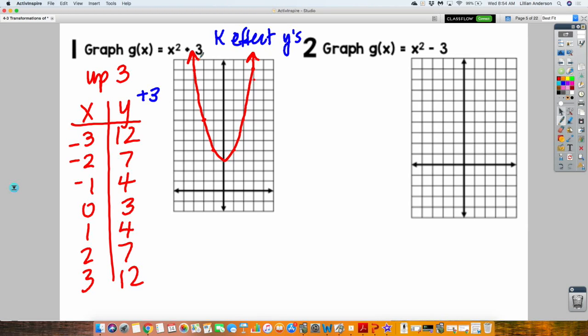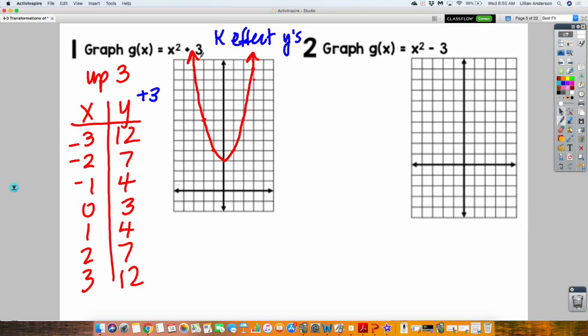And what you should notice is that when you connect these points, it literally has taken the original graph and shifted it up 3 units. Does everybody see that? So K affects your Y's. If it's a plus 3 or a plus 9 or a plus 12, you add that value to your Y's to create your table to graph your function.